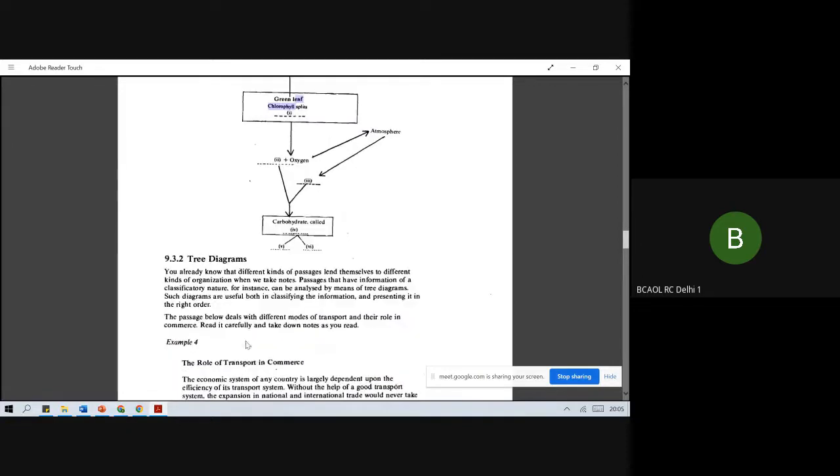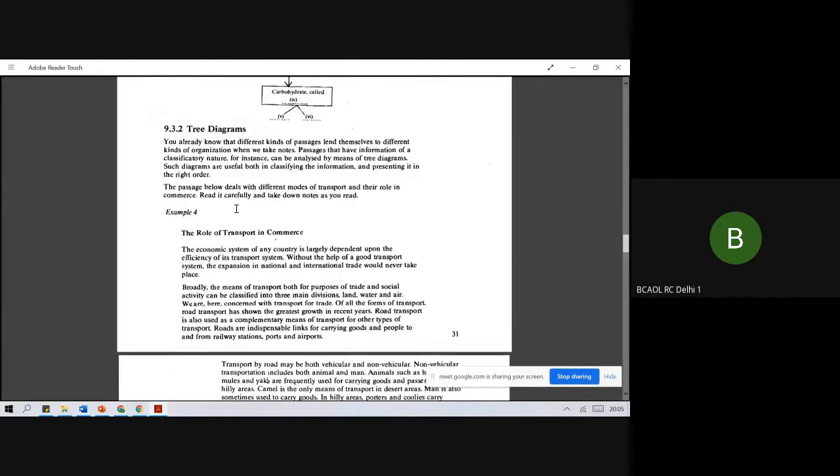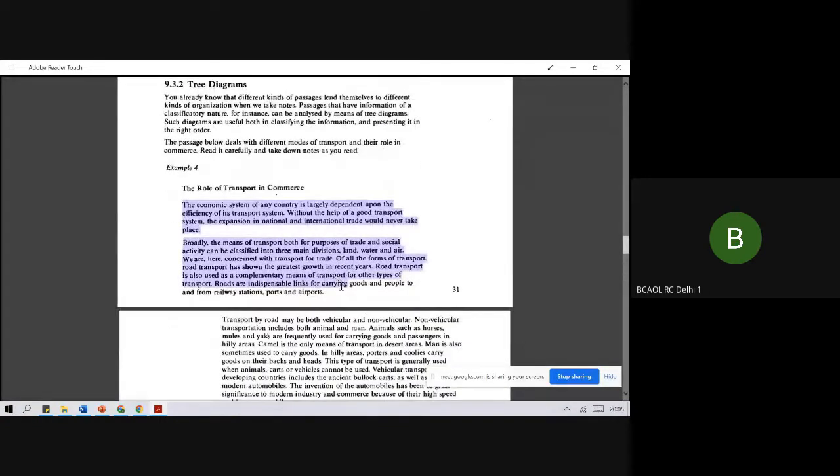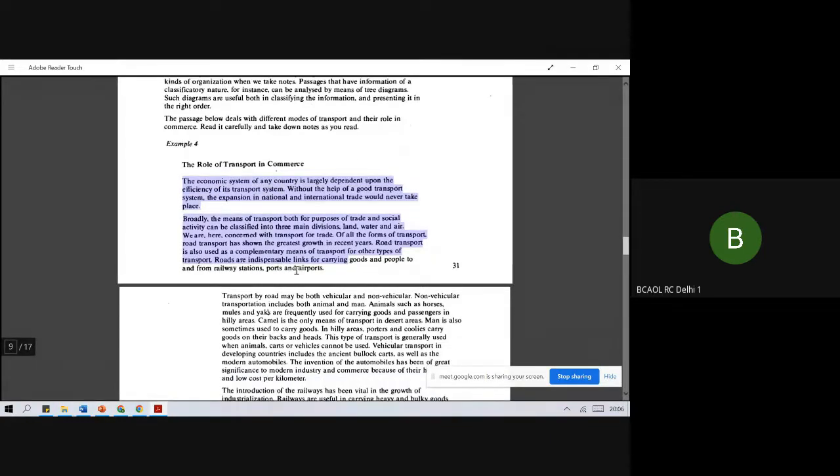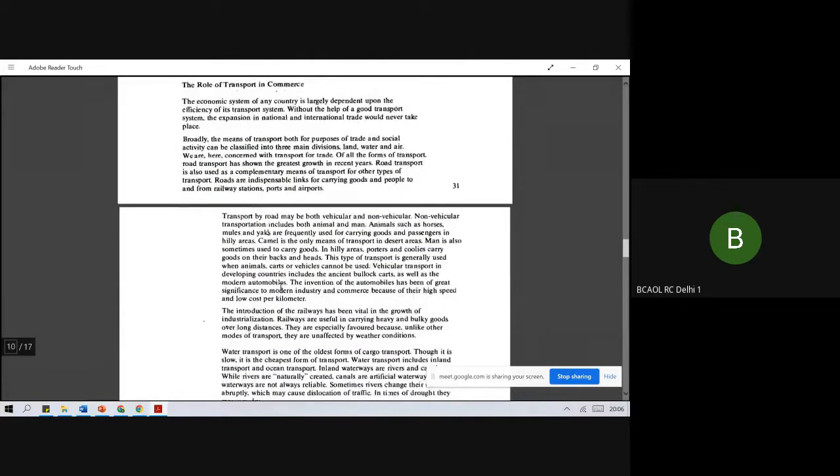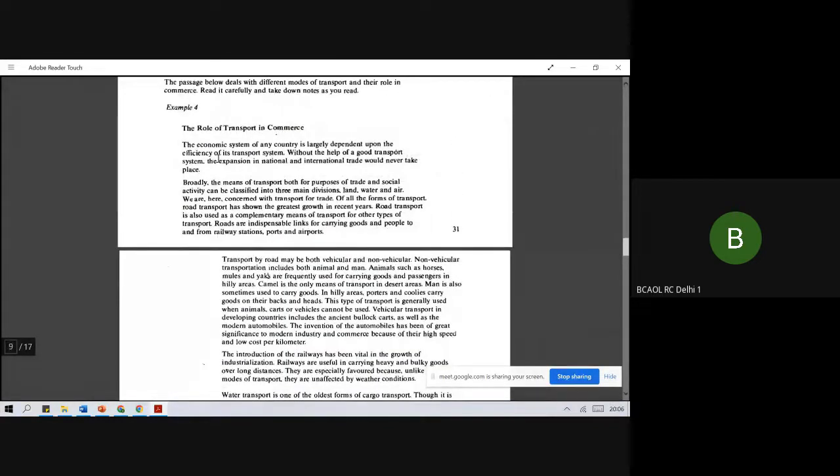And another format of taking note is tree diagrams. This is an extract. The economic system of any country is largely dependent upon the efficiency of its transport system. See, an extract means a passage. This is the passage, and it is talking about the transportation system. It expands in more detail. Without the help of a good transport system, the expansion in national and international trade would never take place.